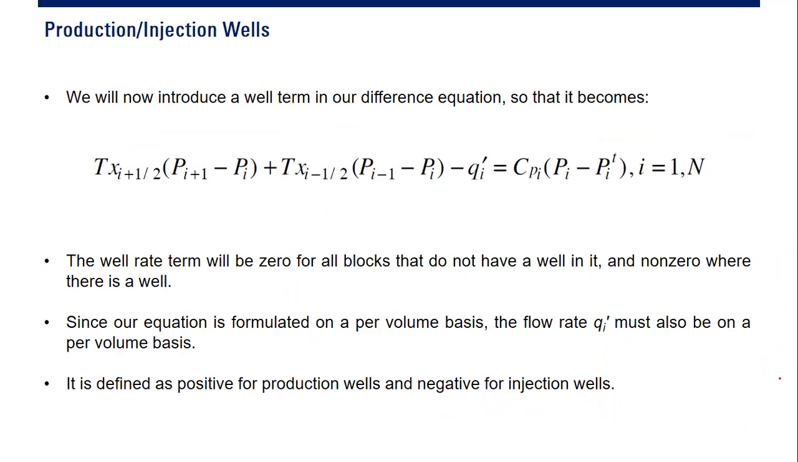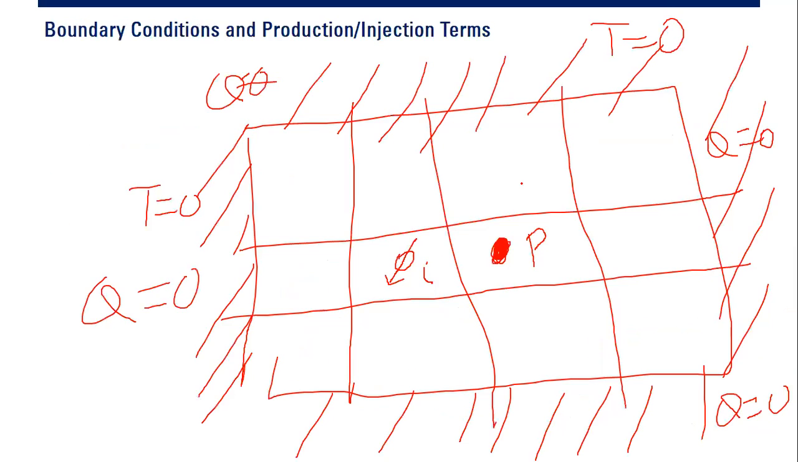We will now introduce a well term in our difference equation. Remember we have the flow rate term. The flow rate comes from a well. Jadi laju alir ini pasti berasal dari sumur. Kita punya equation, di dalam equation itu ada flow rate, ada Q, dan pertanyaannya Q ini datang dari mana? Q itu pasti datangnya dari sebuah sumur, entah dari sumur producer atau dari sumur injektor.